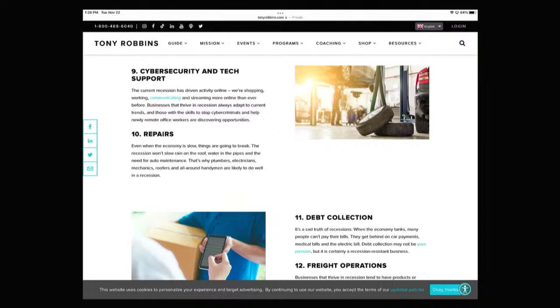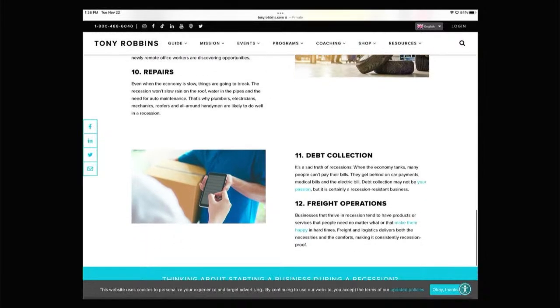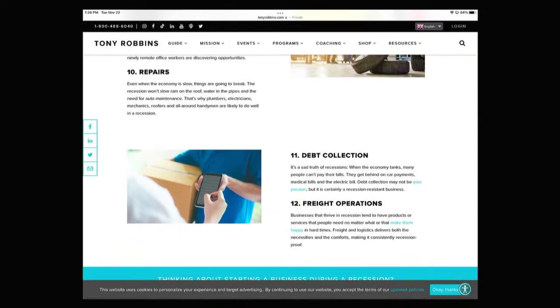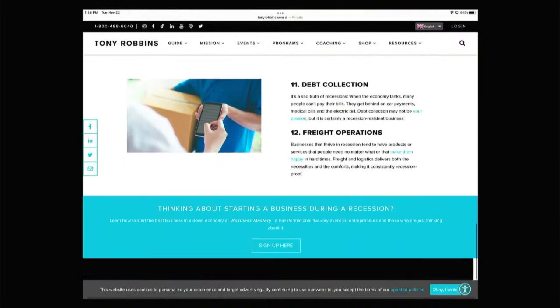So the recession won't slow rain on the roof, water in the pipes, right? So that stuff does break. So another one, debt collection, right? Hey, now this makes a lot of sense, right? Can't pay no debt. You don't have no money. How you gonna pay your debt off? So that makes sense. And then freight operations.